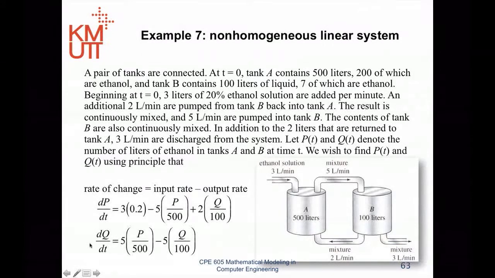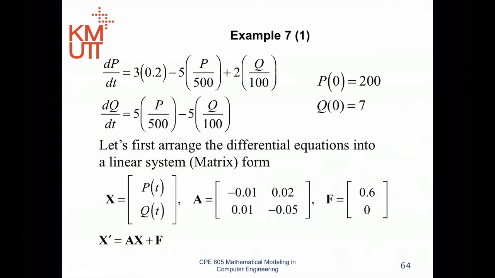The change of Q equals the flow in, 5P over 500, and the flow out, which comprises the flow into tank A and the flow out of tank B, in this part. So in total it is minus 5Q over 100. Then this system is a non-homogeneous system because we have F equal to 0.6 and 0.